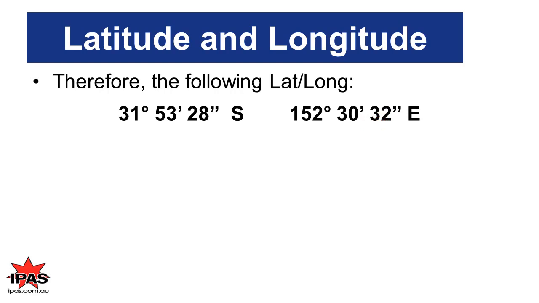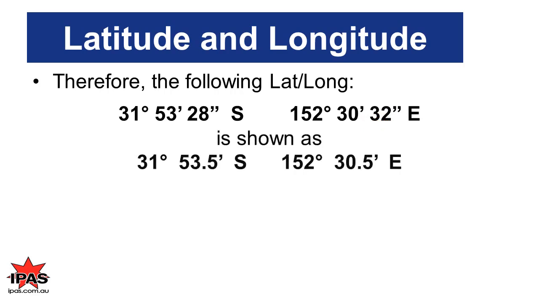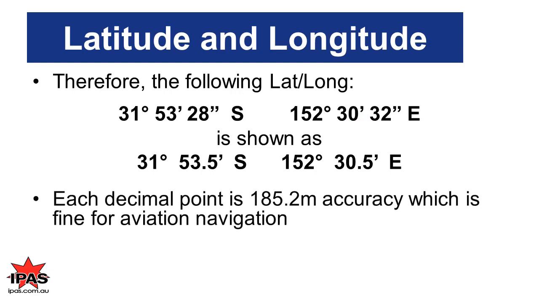And because we use decimals, this is how it would look. 31 degrees, 53.5, which is close enough to 53 minutes, 28 seconds. And 30.5, which is close enough to 30 minutes, 32 seconds. Because each decimal point is 1/10 of 1 minute, and 1 minute is 1,852 meters, 1 decimal is equal to 185.2 meters.